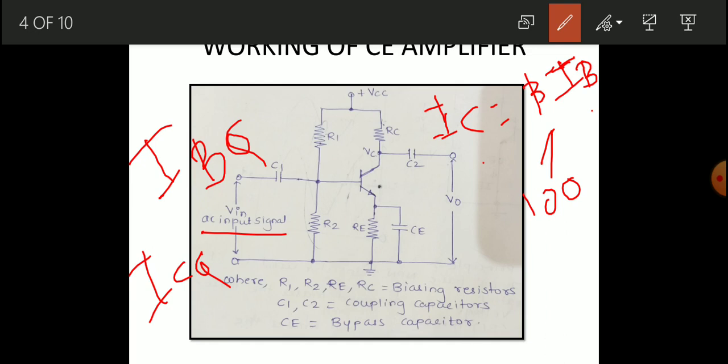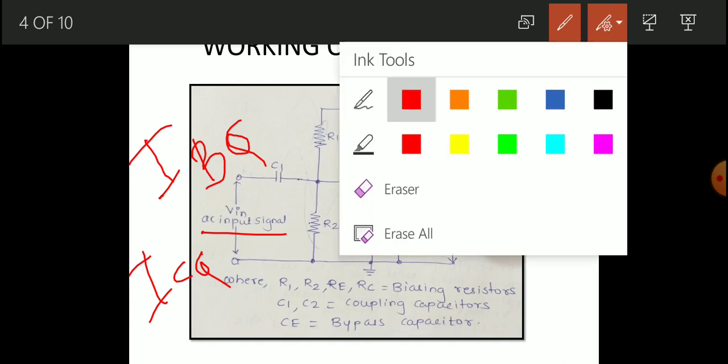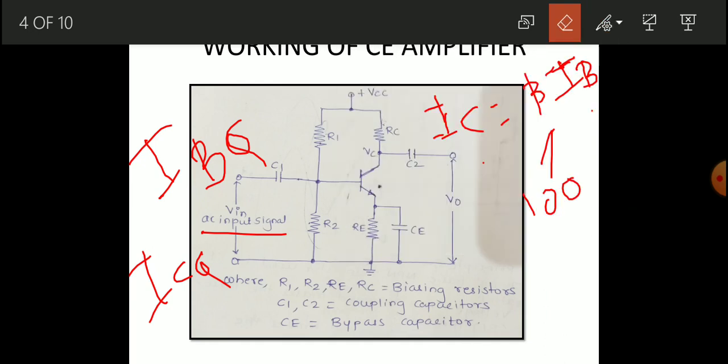Consider once again, we have beta value 100. Example: beta value is equal to 100 and IB is 1 milliampere. So 100 into 1 milliampere will be 100 milliampere. We will get IC as 100 milliampere. So IC will be the amplified version of IB.